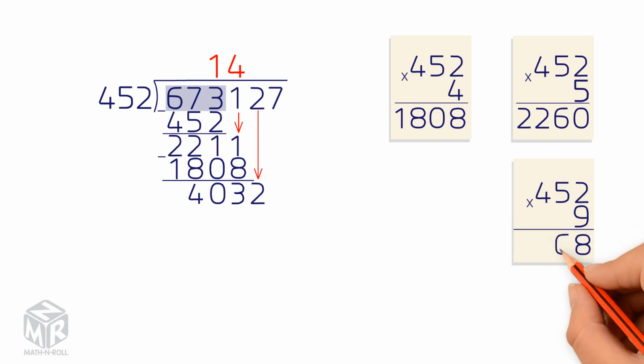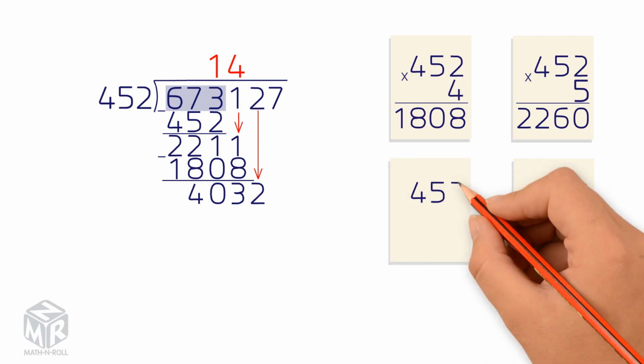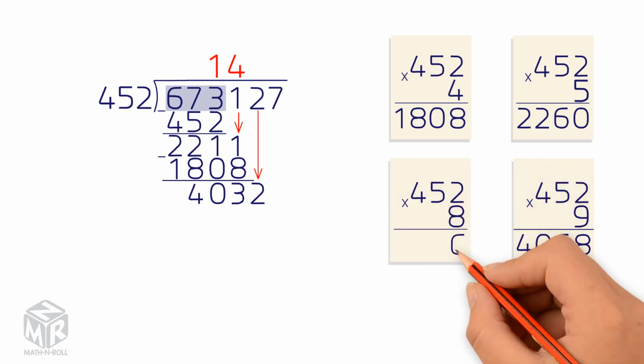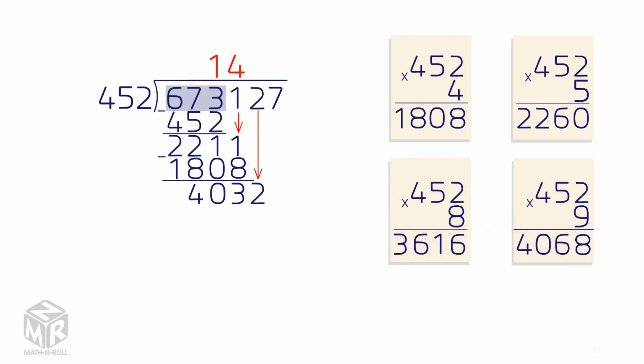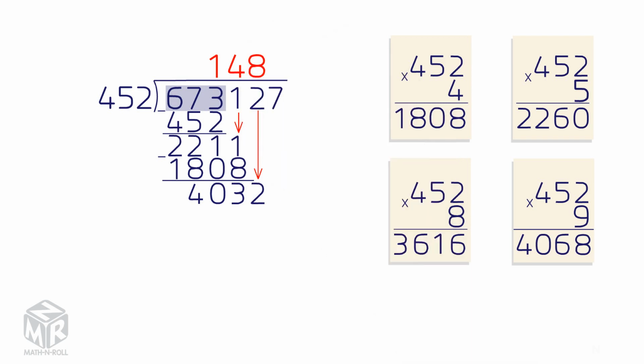We get 4,068, but that number is too big, so we have to go smaller. So let's try multiplying 452 by 8. We get 3,616. We write the 8 directly above the 2. Now we multiply 452 by 8. We write the product directly underneath 4,032. Now we subtract and get 416.